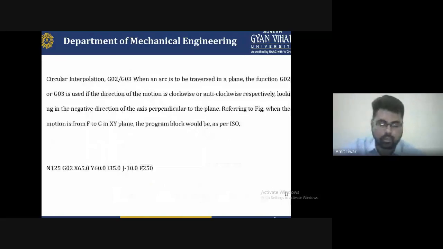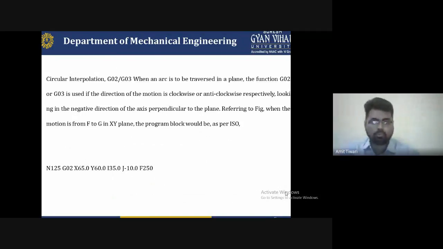And the second is circular interpolation. Circular interpolation means G02 or G03. When an arc is to be traversed in a plane, the function G02 or G03 is used, if the direction of the motion is clockwise or anti-clockwise respectively. Looking in the negative direction of the axis perpendicular to the plane, referring to the figure, the motion is from F to G in the XY plane, and the program block will be as per ISO. So how can you write the program?